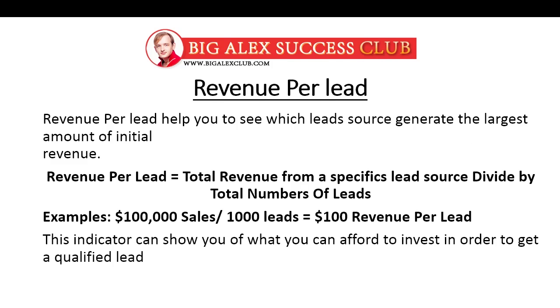Revenue per lead. Revenue per lead helps you to see which lead source generates the largest amount of initial revenue. Revenue per lead equals total revenue from a specific lead source divided by total number of leads. Example: 100,000 in sales divided by 1,000 leads equals 100 revenue per lead. This indicator can show you what you can afford to invest in order to get a qualified lead.